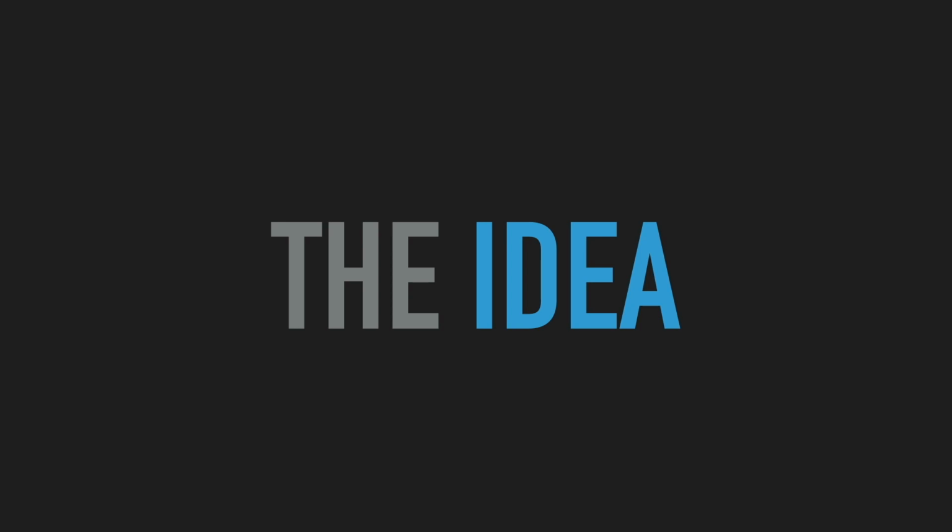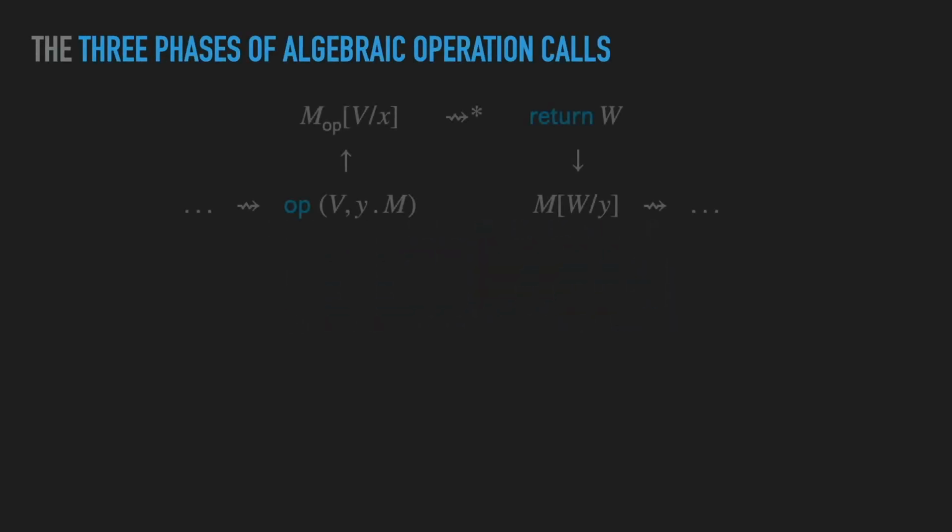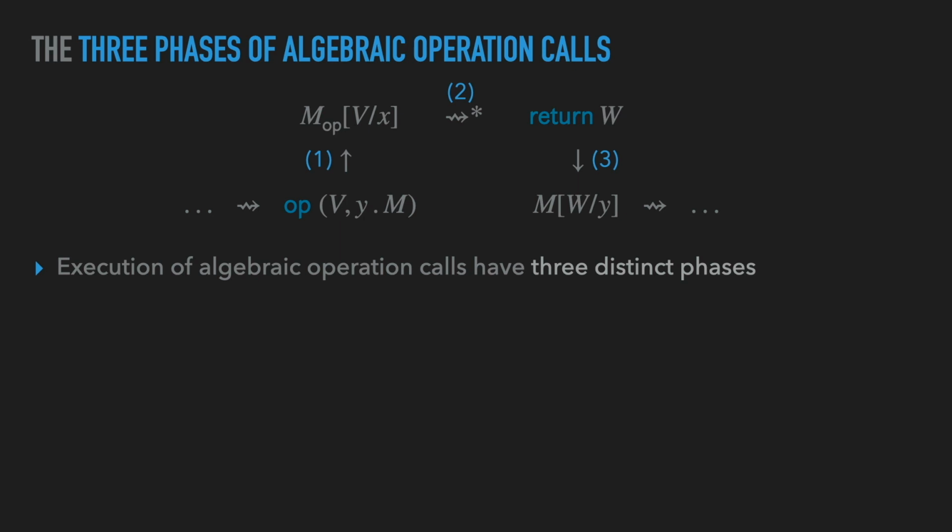In order to explain the core idea of how we achieve asynchrony, let us recall how operation calls are executed. If you look at this diagram closely enough, we can see that it actually consists of three distinct phases, involving signaling that some implementation of an operation needs to be executed, executing this implementation, and finally interrupting the blocking computation with the result of this operation implementation.